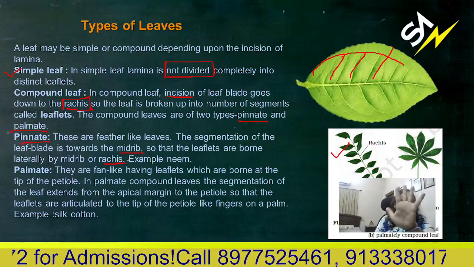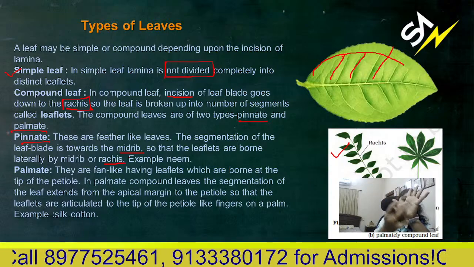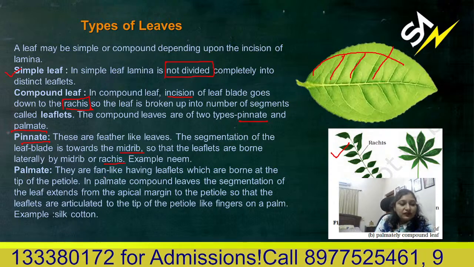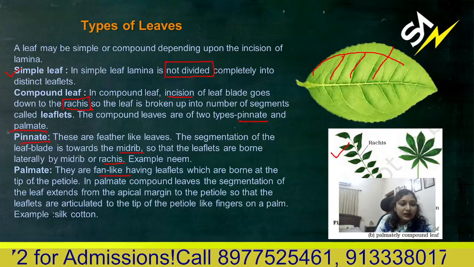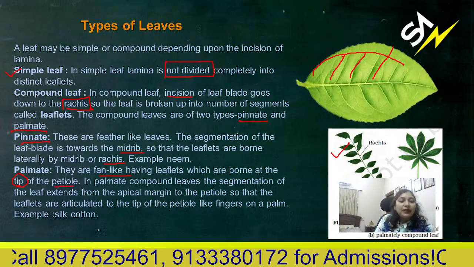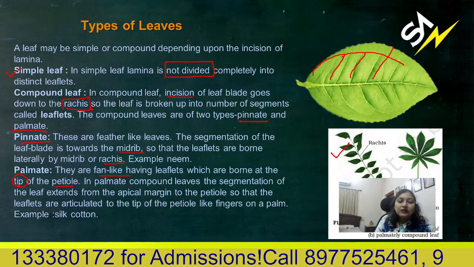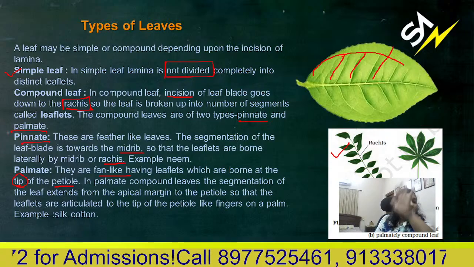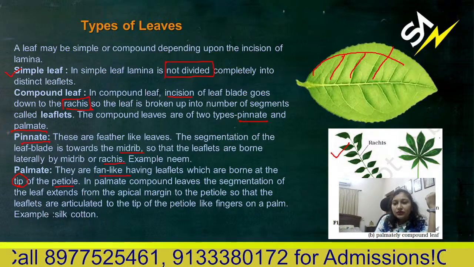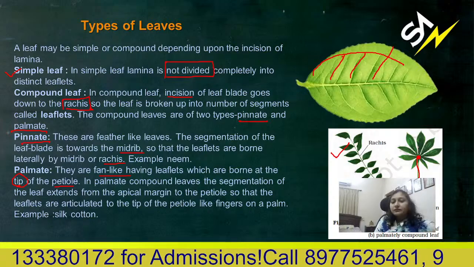Then palmated, it is just like a palm. Okay, you have one point. I mean, all the leaflets are attached at one point. Okay, this is called palmated leaf. So it is a fan-like arrangement of leaflets which are borne at the tip of the petiole, at the one point only. Palmated compound leaves: the segments of the leaves extend from the apical margin to the petiole, so that the leaflets are articulated to the tip of the petiole like fingers on a palm. Just the same thing. Okay, so this is called palmated. Here you can see this is the petiole and the tip of the petiole. All the leaflets are attached there.